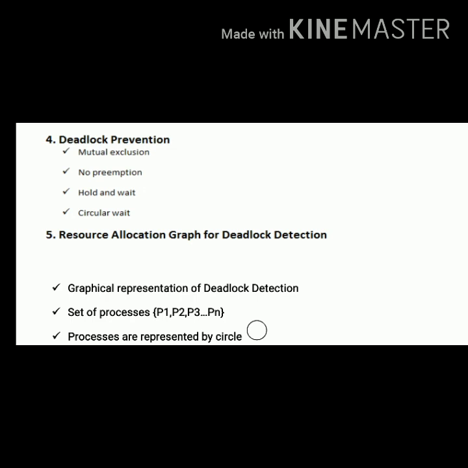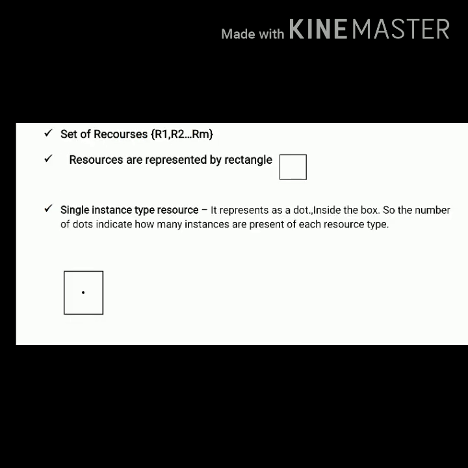It is going to have a set of processes P1, P2, P3. Each process is represented by a circle. So for each process there is a circle. The next one, we are going to have a set of resources, which are going to be represented by squares.